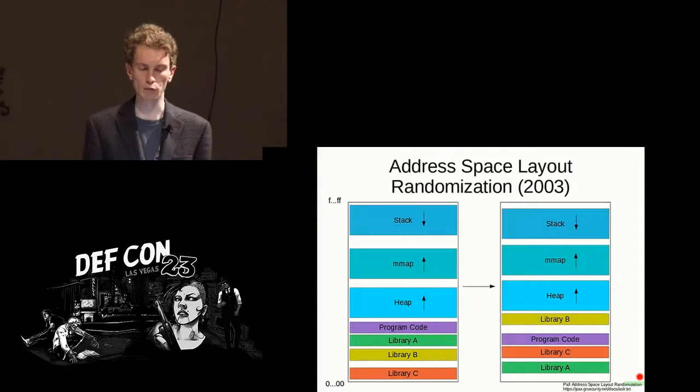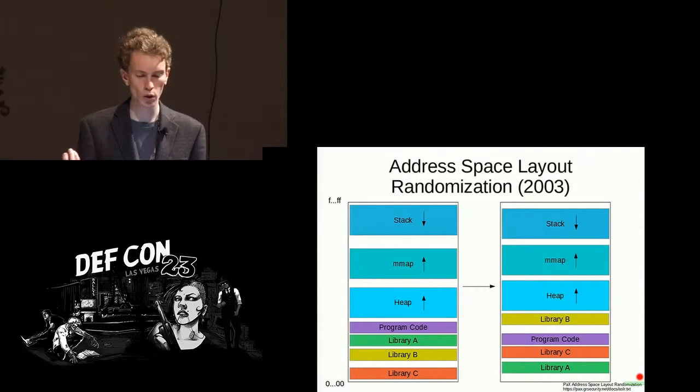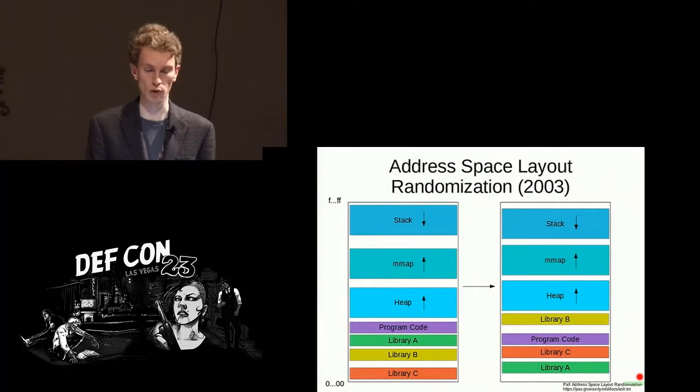And so they realized, okay, if we shift the stack around a little bit, if we shift the mmap allocations around a little bit, if we shift the location of our heap around a little bit, and we load the program code at arbitrary offsets and in arbitrary order, then we can limit the ability of an attacker to know ahead of time where the interesting addresses are for them.